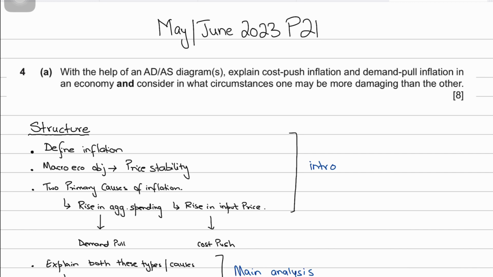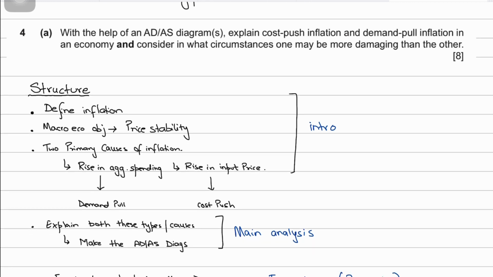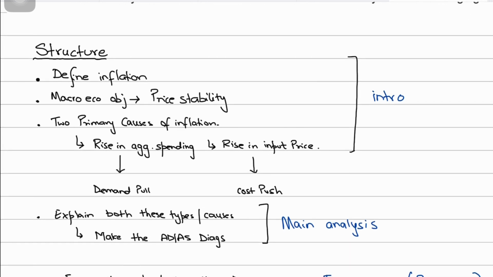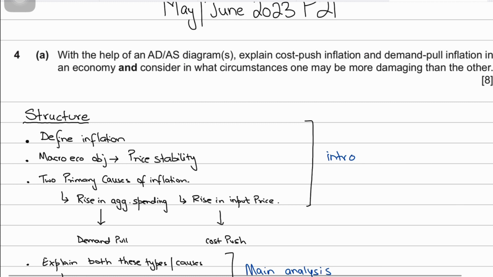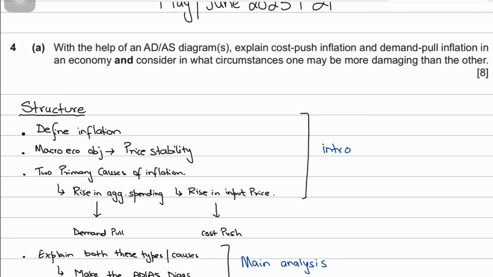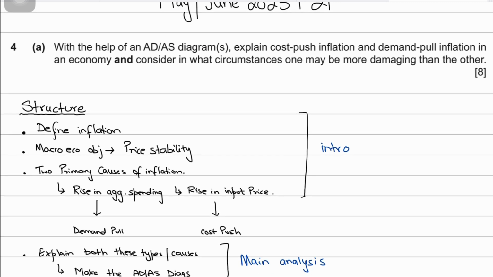Interesting question. So let's look at the structure that we need to follow for this question. First of all, we'll go on by defining what inflation is. We'll also tell that inflation is an important macroeconomic objective. We talk about price stability a bit, probably in a line or so, not more than a line. It's an 8-mark question. We'll mention that there are two primary causes of inflation.